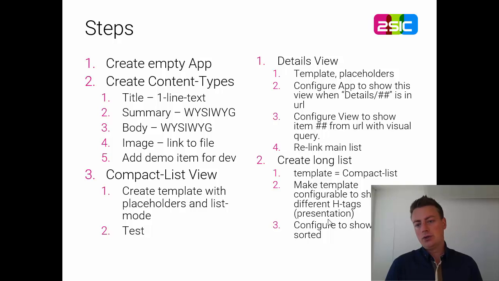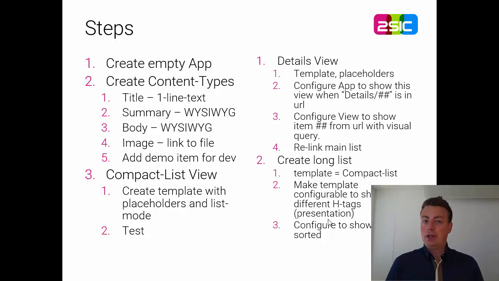We're also going to make it take the item from the URL. So we're not always going to show the same item on the details view, but the one that is mentioned in the address. And then we'll relink the main list. Then we'll create the long list, kind of the archive. And for that, we're actually going to reuse the very same template. We're not even going to copy it.